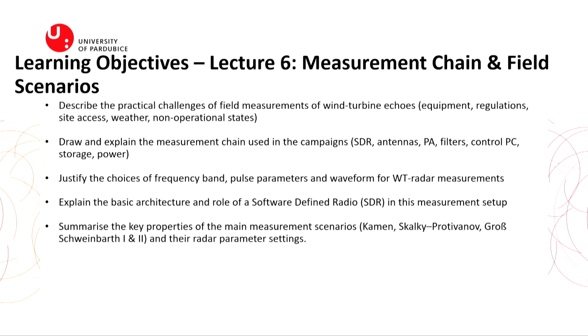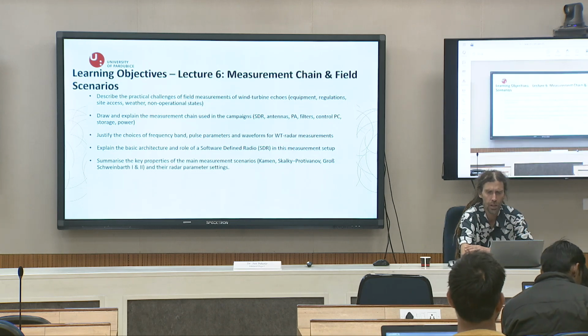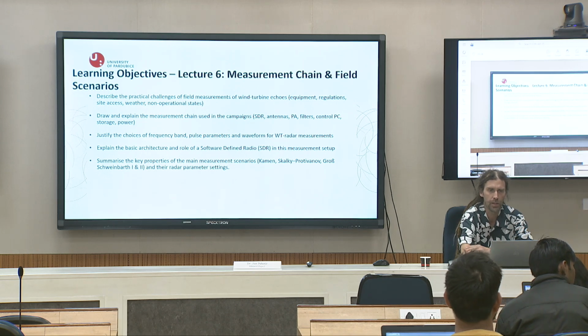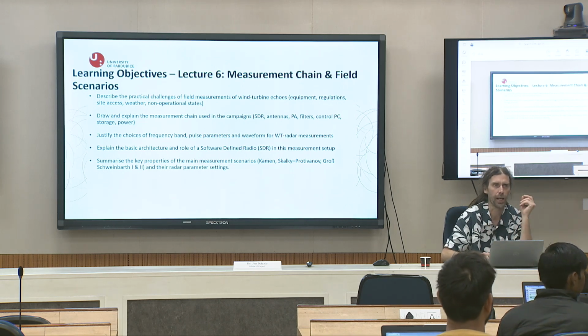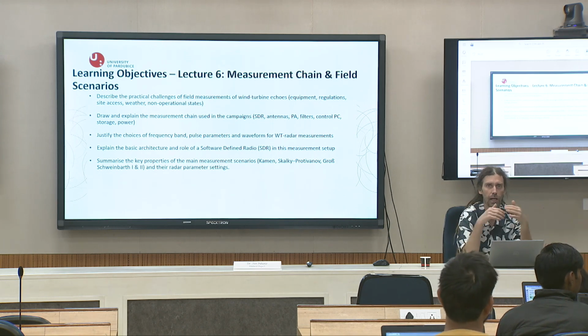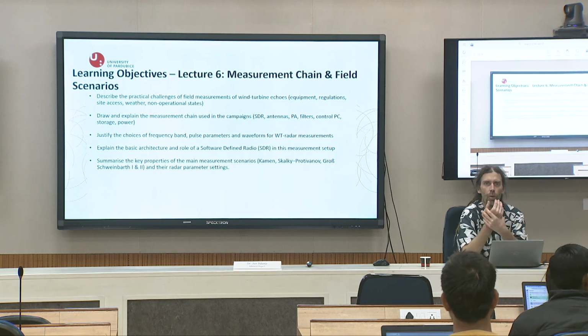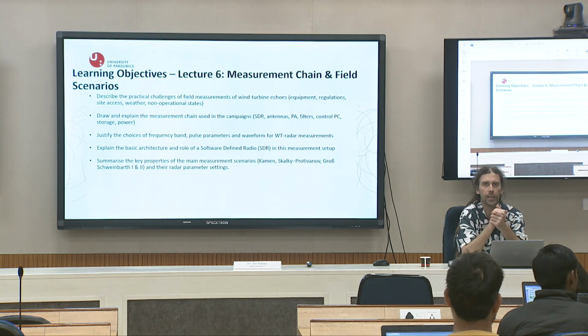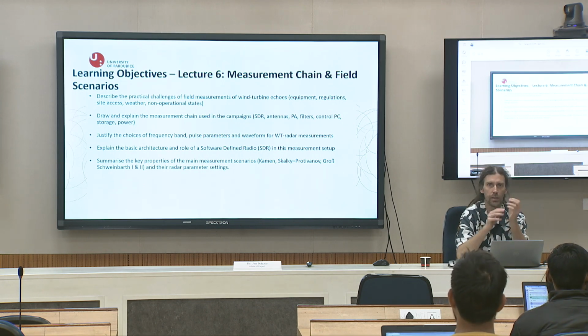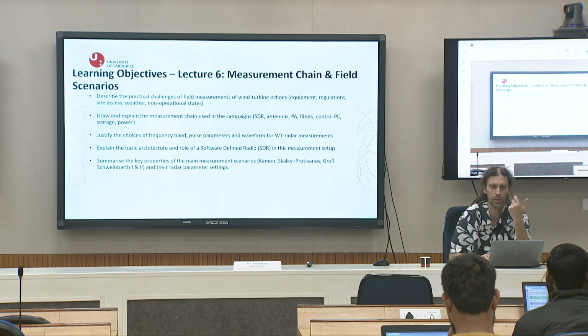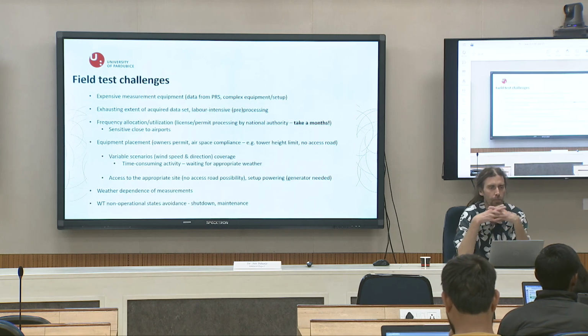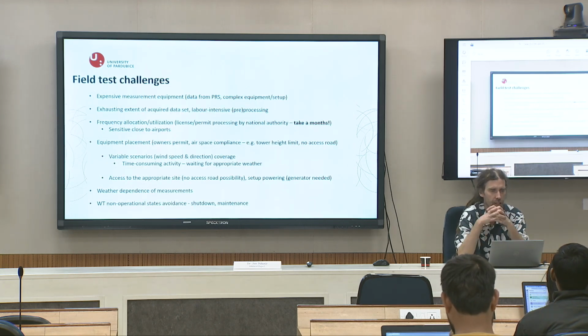And then, at the end of the lecture, I will summarize the key properties of the main measurement scenarios. I will show you results. It will be the localities Kámen, Skalky, Protivanov in the Czech Republic, and Grob Schweinbart in Austria, and the parameters of the radar settings. And in the tutorial, we will continue with these four locations, where you will play with real measured data.